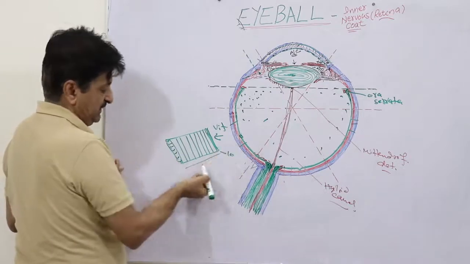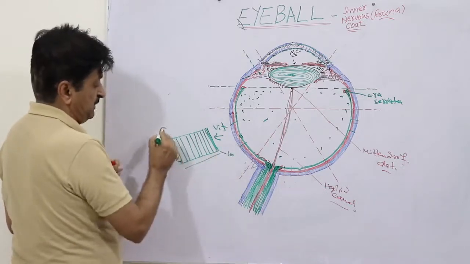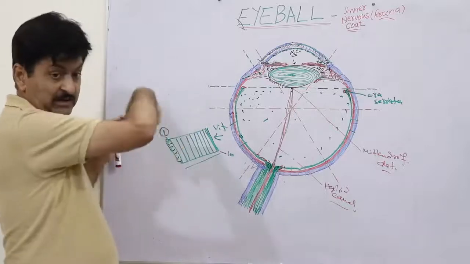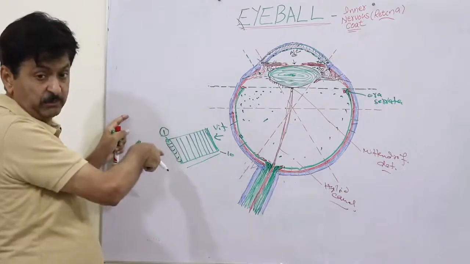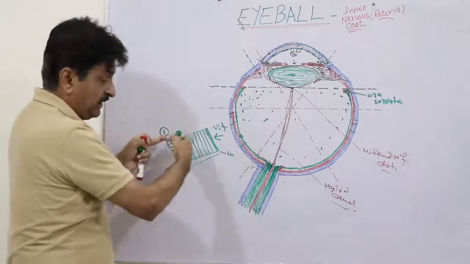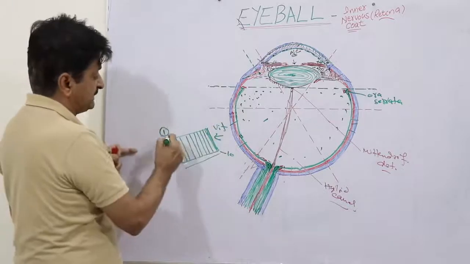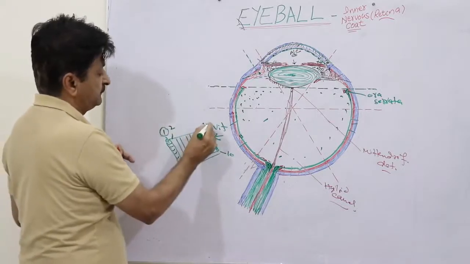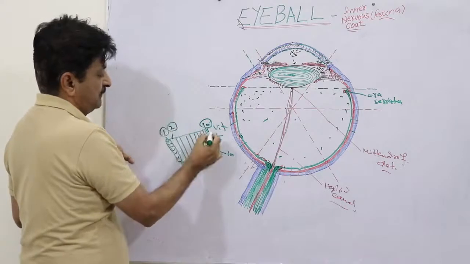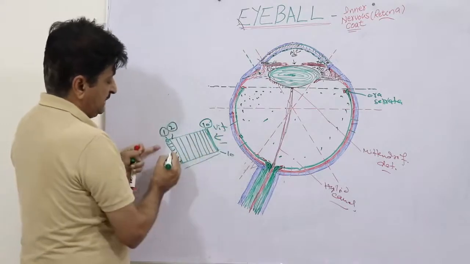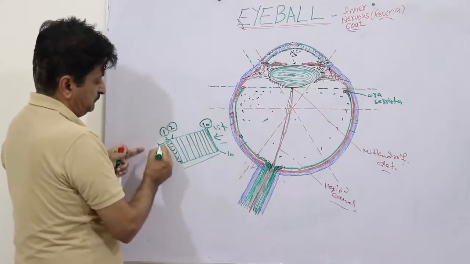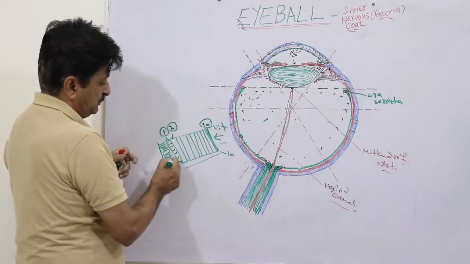So, innermost will be the 10th and the outermost will be the first, and the first is coming from the outer layer of the retina, that is the retinal pigment epithelium, and the inner sensory layer will give rise to the next 9 layers, from 2 to 10. And here is the vitreous, and here will obviously be the choroid, and here are the choriocapillaries.